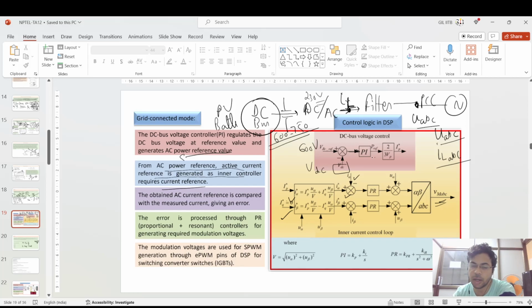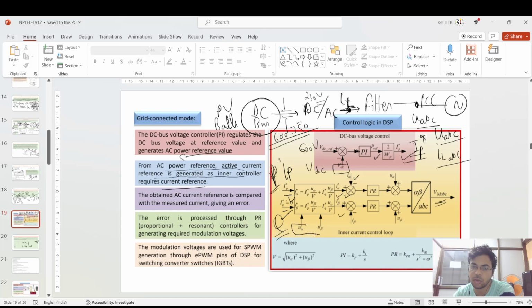Through this PI controller, the reference is generated, and based upon this IP star comes out. IP star is the power which is actually needed. So IP star and IQ star. IQ star is 0. Why? Because you don't want the reactive component, you only want the real power. So real power is the IP component.